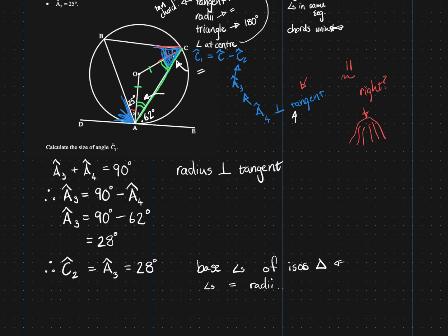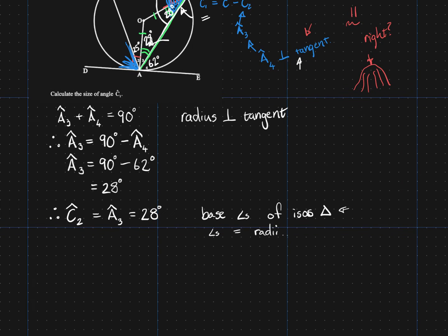So I now know that this is 28 degrees and this one over here is 28 degrees. I need to now show that I can figure out what the whole of C is. It is a side thought. So as a personal coping technique, I then leave quite a big gap and I start a new thought. And this begins with figuring out what A1 is.